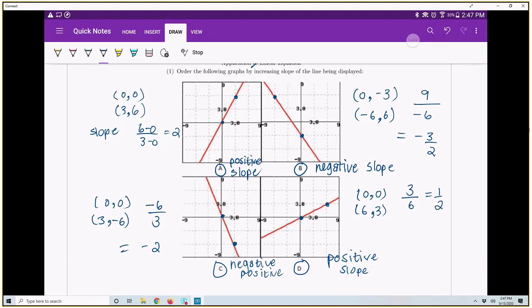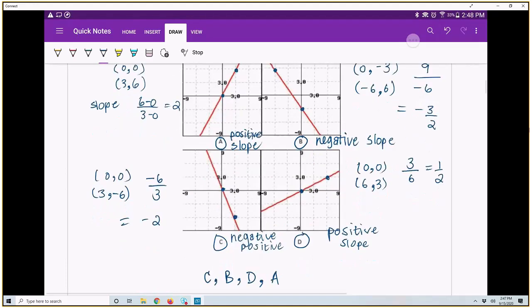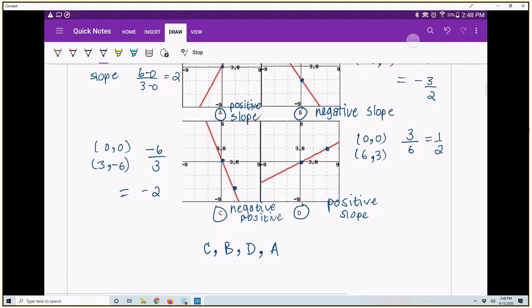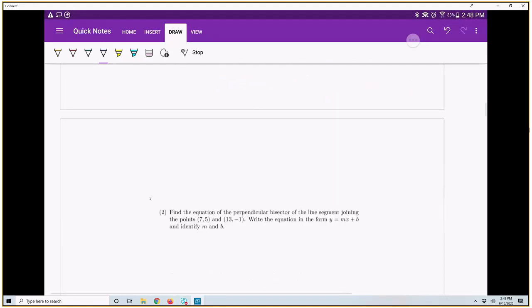Now, if I place those in order, the most negative, the smallest one, is negative 2, then negative 3 over 2, then 1/2 is smaller than 2, and 2 is the largest. And that's exactly what we were able to observe just by looking at it. C had the most negative slope, so it's got the smallest slope. B has negative slope, but it's not as steep as the slope in C. D has positive slope, but it's not as steep as the slope in graph A. And A has the largest slope because it's positive and steep.